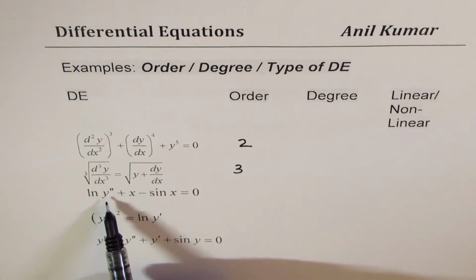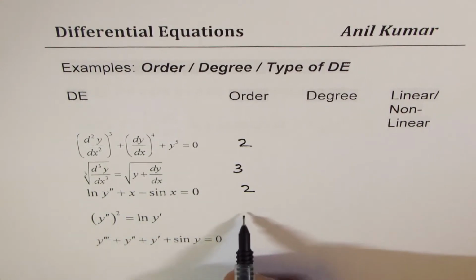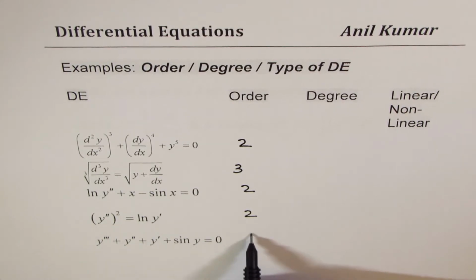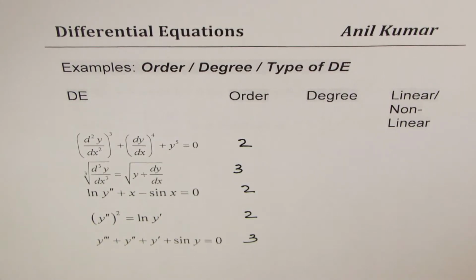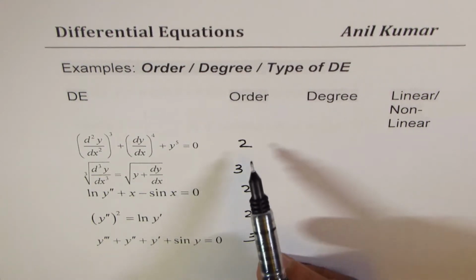Here, second derivative of y, so the order is 2. Third derivative, so we have order 3. So order is straightforward. When you look at a differential equation, we can clearly find the highest order of derivative, and then get the order.